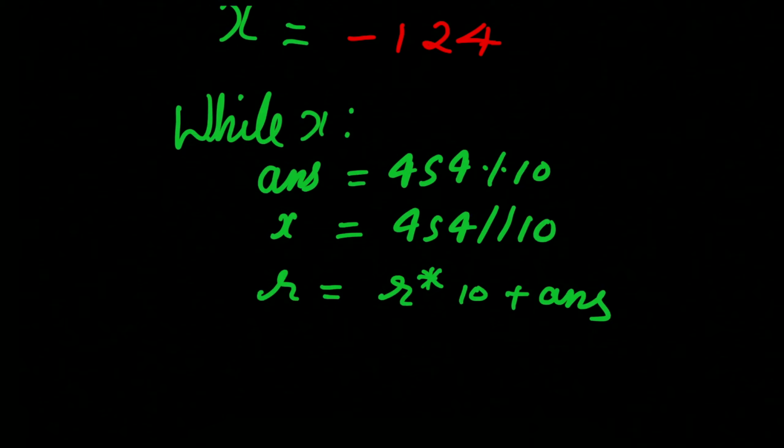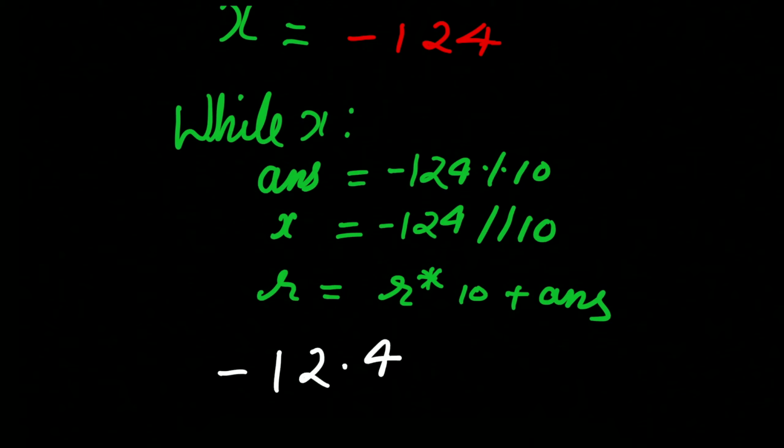Similarly, when we do the floor division with minus 124, let me erase all this first. When we do the floor division as well with minus 124, we will be getting minus 13 as the answer. Why is that? Because when we do floor division, we'll get something like minus 12.4, right? So floor division will round the number off to the smallest value. So in this case, the smallest value is minus 13, right? Because we are going backwards. So minus 13 will be the smallest value.